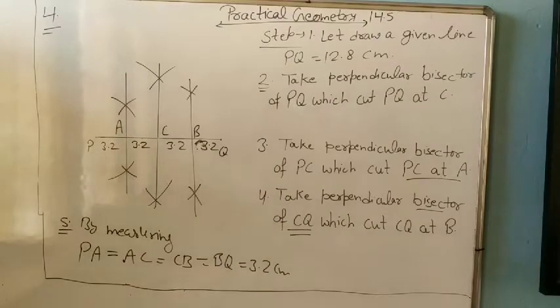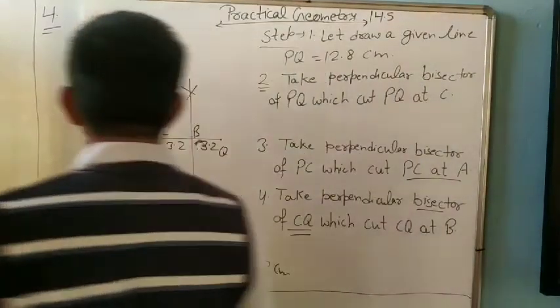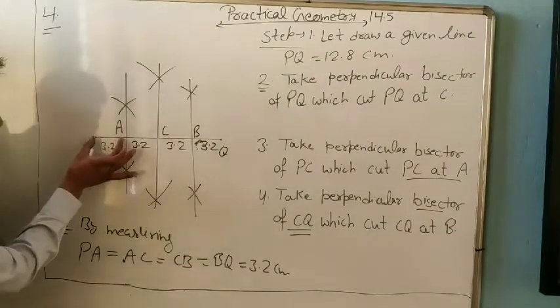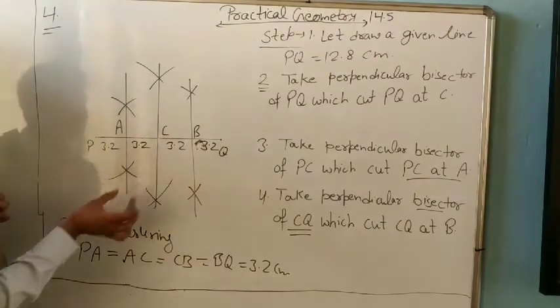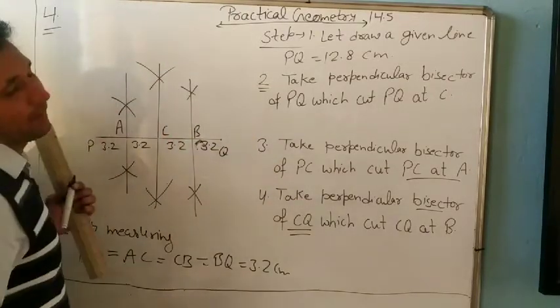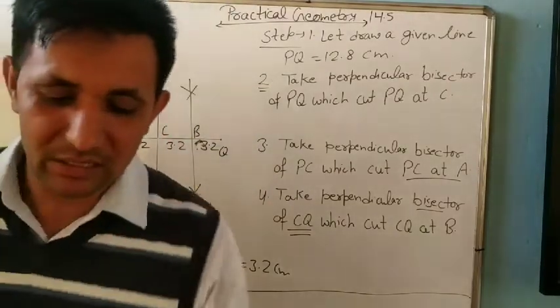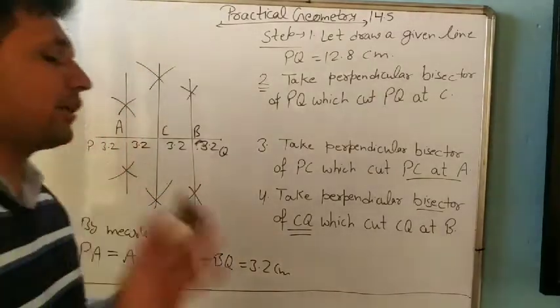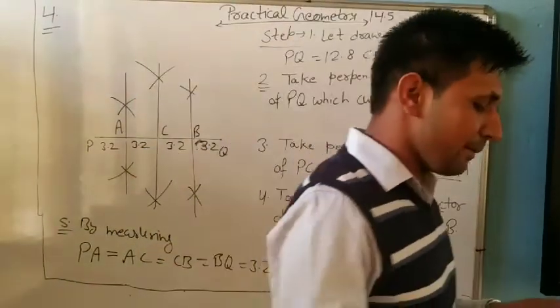Understand? Maybe the examiner asks you to divide into 8 equal parts. So what will we do? Again we will take AP and take the perpendicular bisector. Take AC, take the perpendicular bisector. Take CB, perpendicular bisector. We can find easily. Understand? So the perpendicular bisector is very important here.